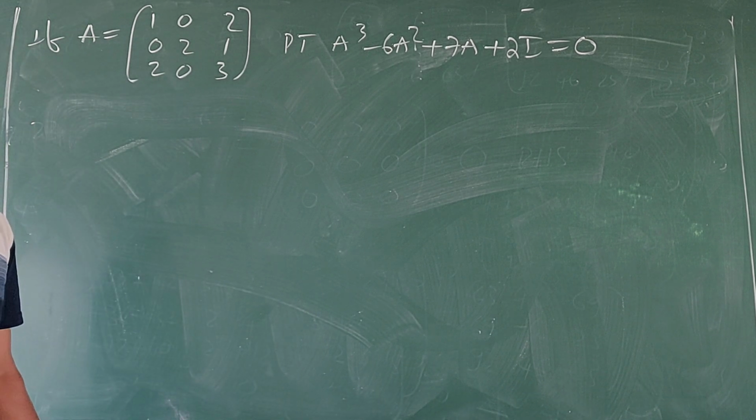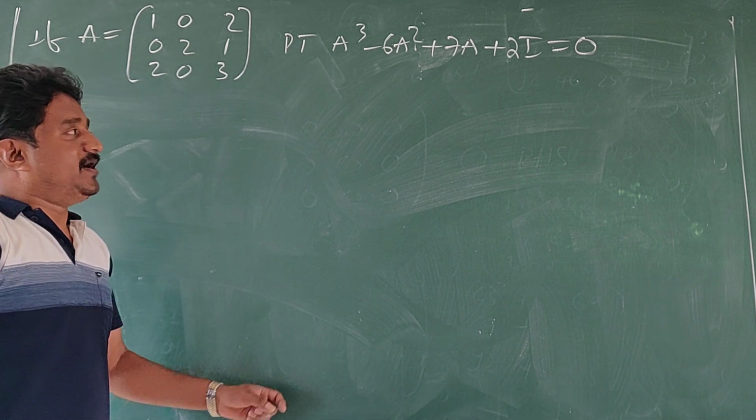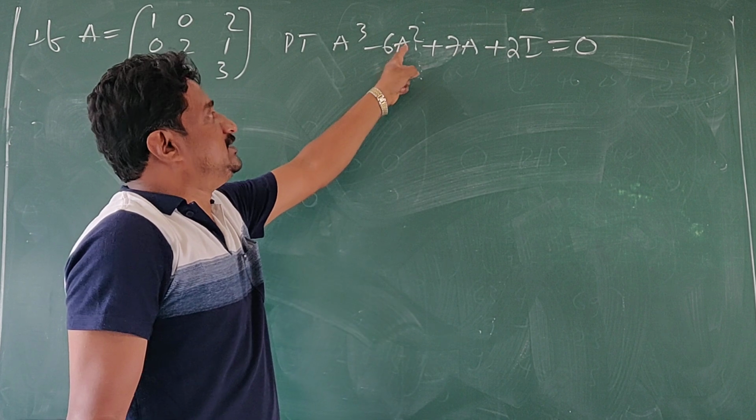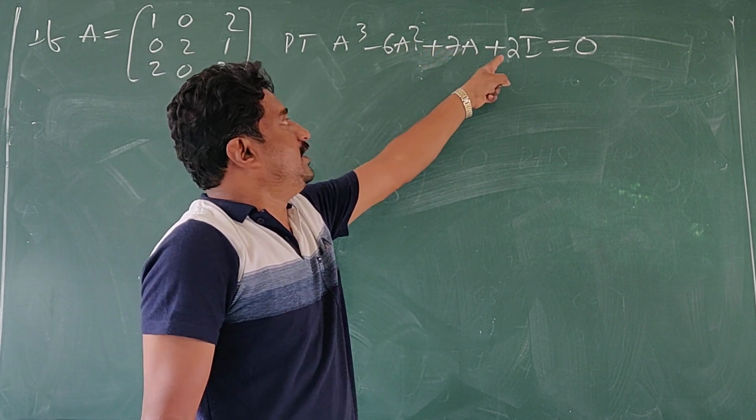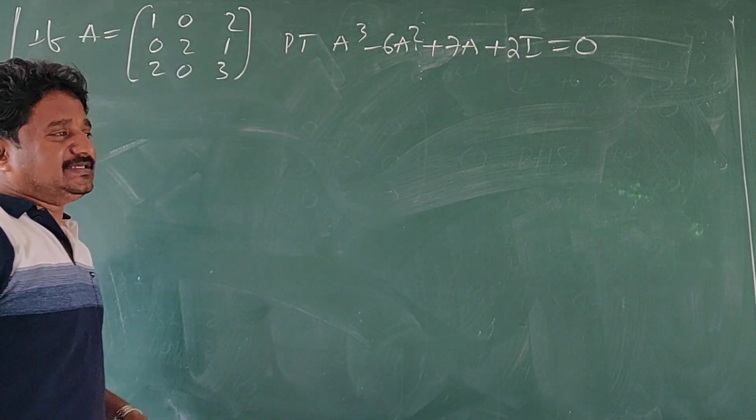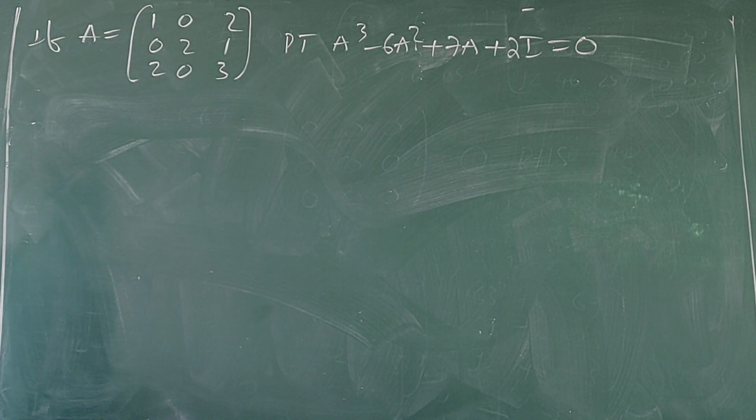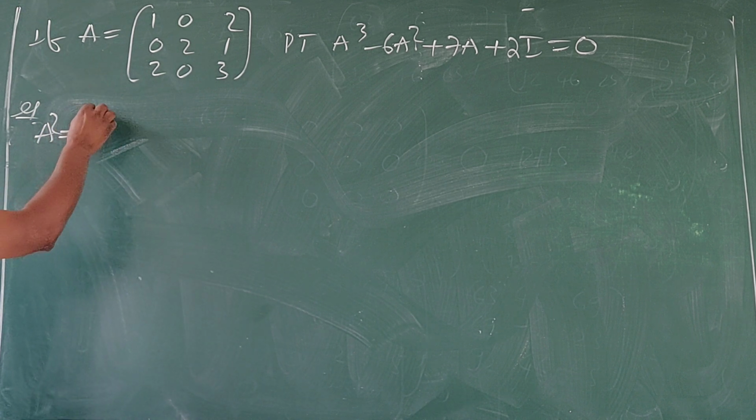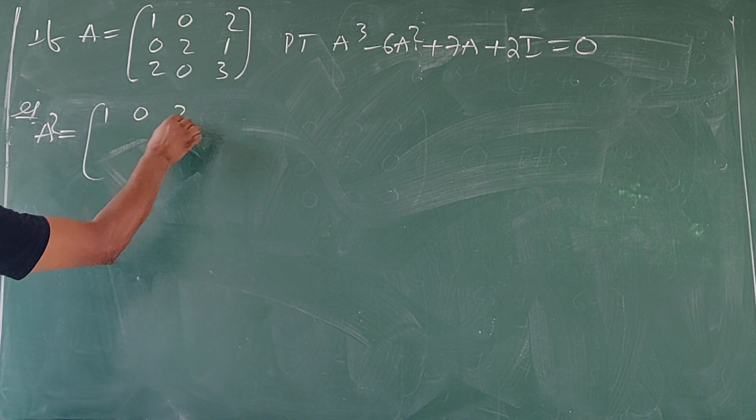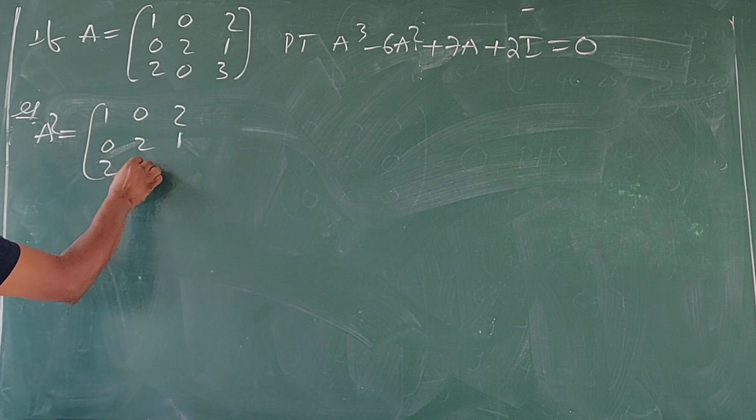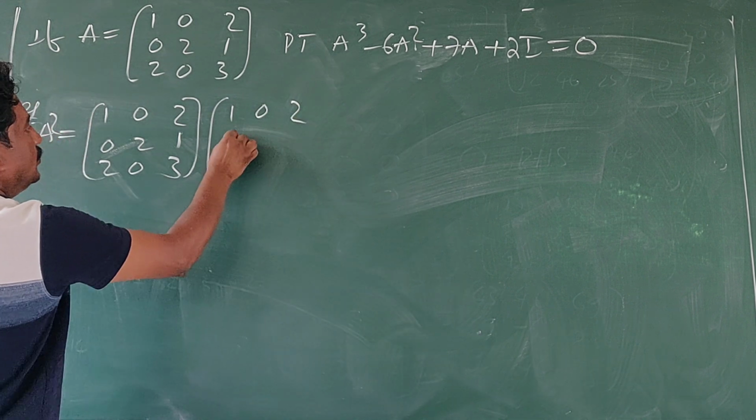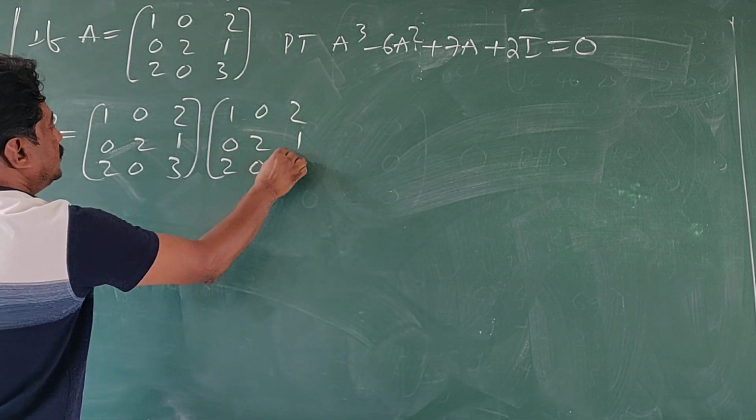Same type question. Here you calculate the required quantities. The required quantities are finding A cube, finding 6A squared, finding 7A, finding 2I. Let us calculate one by one as usual. Solution. A squared is A into A, which is 1 0 2, 0 2 1, 2 0 3 into A, which is 1 0 2, 0 2 1, 2 0 3.